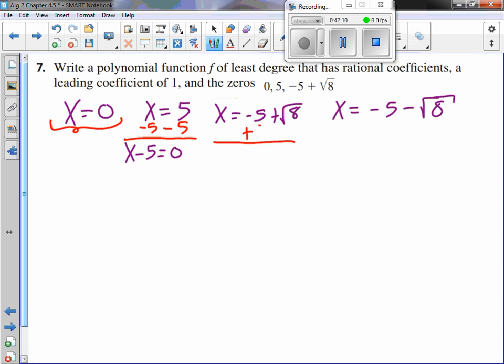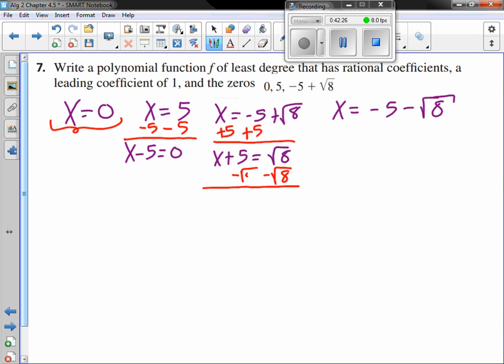Now this one here, I would add 5 to both sides. And when I add 5 to both sides, I'll get x plus 5 equals the square root of 8. And then I'm going to subtract the square root of 8 from both sides, and these would cancel, giving me x plus 5 minus the square root of 8 is equal to 0.